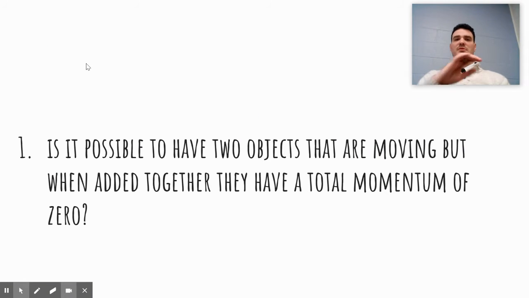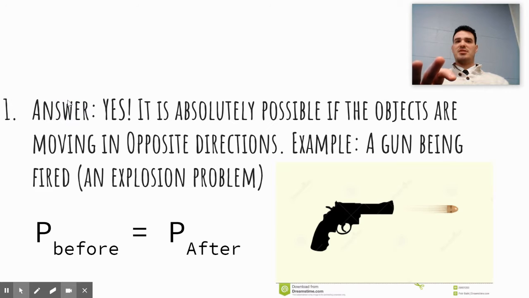So, first question is it possible to have two objects that are moving, but when added together, they have a total momentum of 0? So that is our first question, and the answer is yes, that's absolutely possible. And it's because if they are moving in opposite directions, that means one is positive, one is negative. That means total they're going to end up equaling 0, even if they are both still moving.